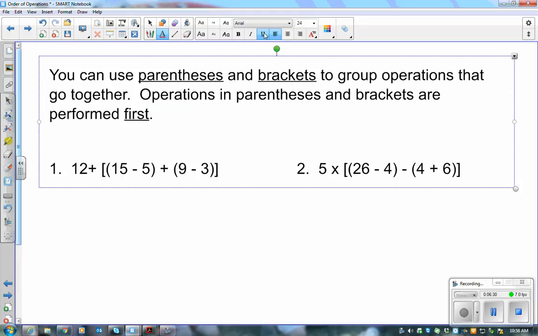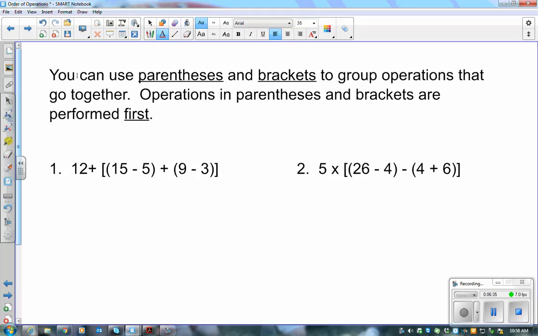So let's look at our examples here. I have 12 plus, and then I have brackets. The brackets tell me I'm going to do that absolutely first. So I look at only this expression right now, and I solve that. So I have 15 minus 5, because I have parentheses. So 15 minus 5 is 10. And then I do 9 minus 3, which is 6.